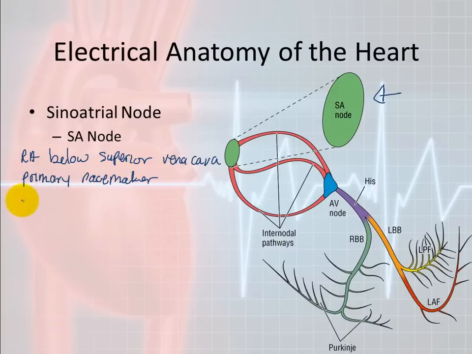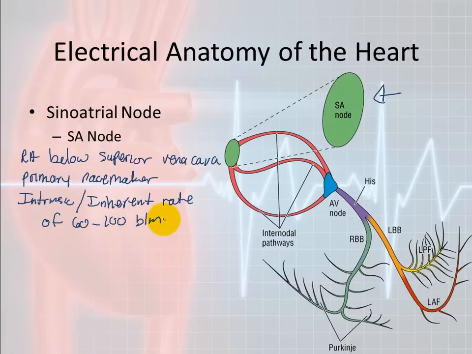And since this is a primary pacemaker, it will have an intrinsic rate, also called an inherent rate, of 60 to 100 beats per minute. What intrinsic or inherent means is that under normal situations, it will typically depolarize between 60 and 100 beats per minute. There are 3 pacemakers that are in the heart. Each one of them have an intrinsic rate. In this case, the SA node's intrinsic or inherent rate, because those two words are synonymous, is 60 to 100 beats per minute.